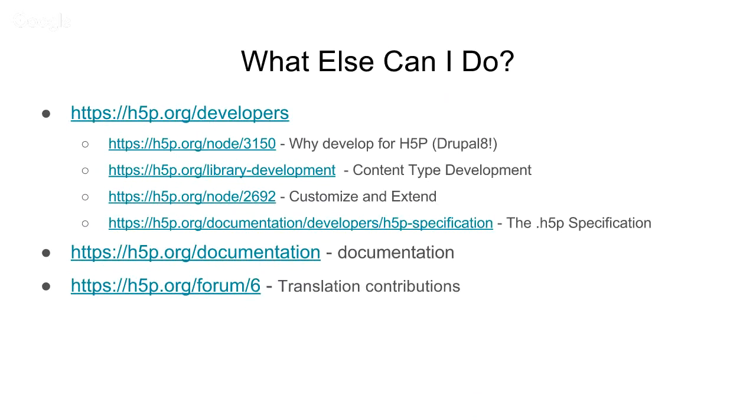The content type development, there's your link. If you want to customize and extend any of the content types, there you go. For those that are interested in specification, there's a specification link. And the last two links, the second to last link, is the documentation link. This is where you'll find all good things about H5P. One thing that the H5P community is looking for is translations. So if you are multilingual or good with a dictionary and want to contribute to their translation, that's the link that you can get to contribute translations.